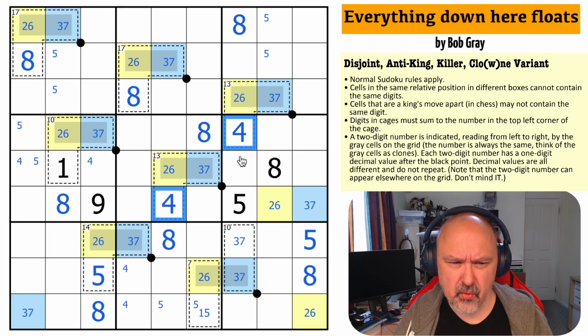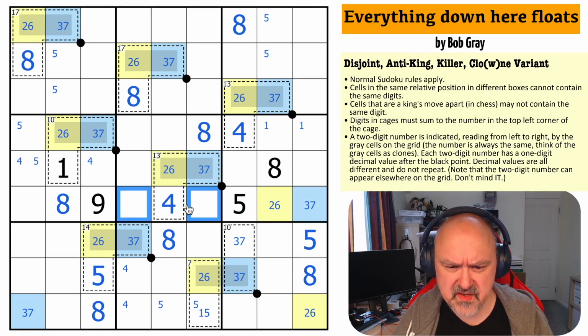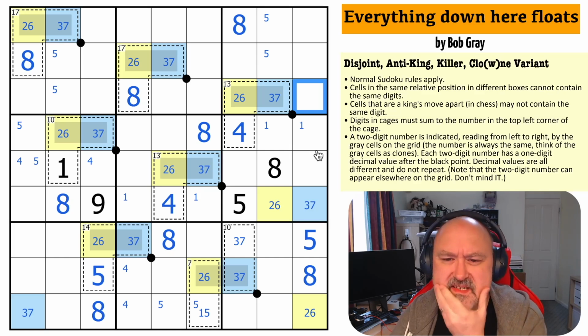The only digit I've got much on is 4. Oh, I've got 2 5s, 2 4s. I'm really lost. 1 in this box is in one of those 2, because these can't be 1 and 1 can't be here. So 1 is in one of those 2. Now that's knocked 1 out of that cell. But that hasn't done much either.